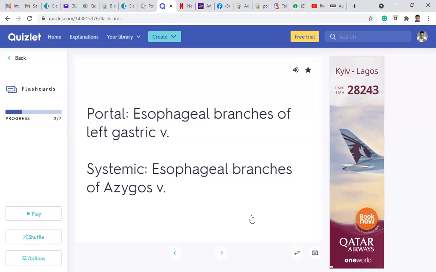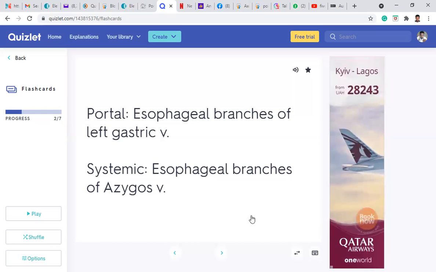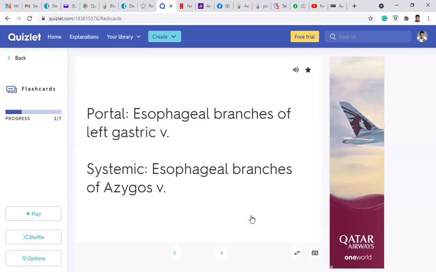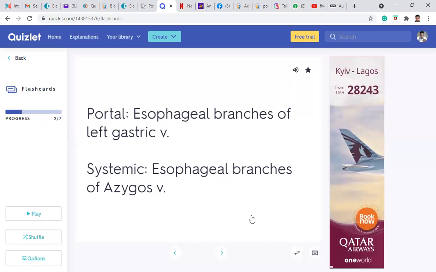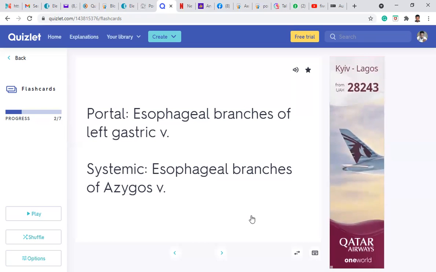So in Budd-Chiari syndrome, there is a blood clot blocking the hepatic vein. So the hepatic vein cannot drain blood from the liver. And if blood cannot be drained from the liver, it means that the liver cannot receive more blood from the portal vein. And when that happens, we'll have portal hypertension also. So it could be a reason of portal hypertension.